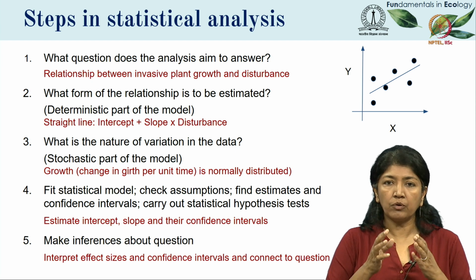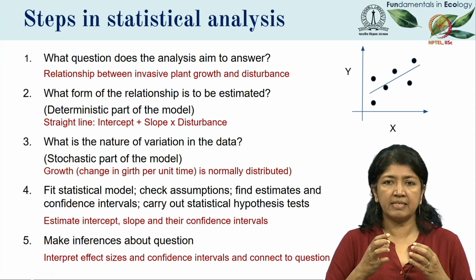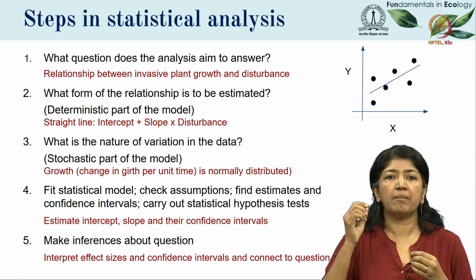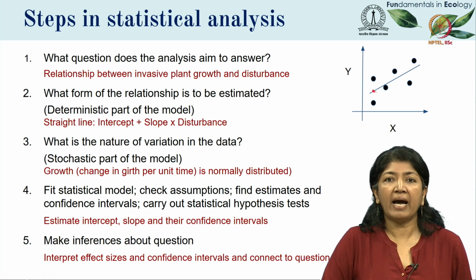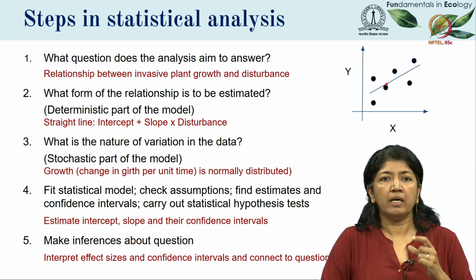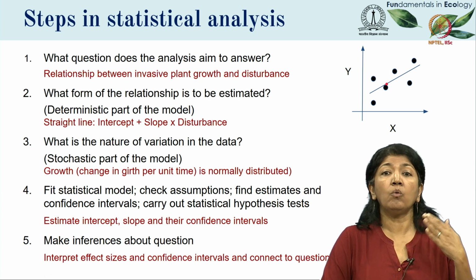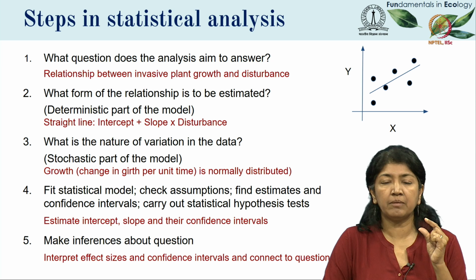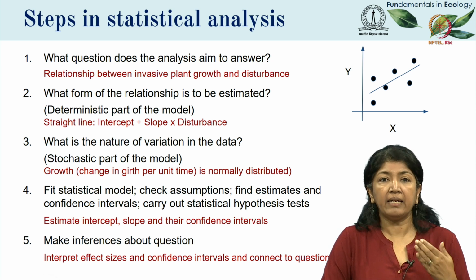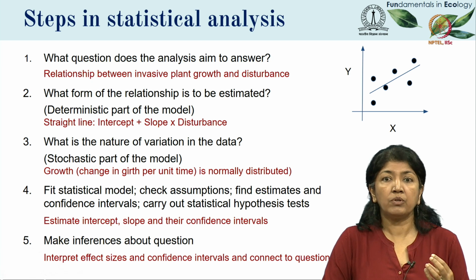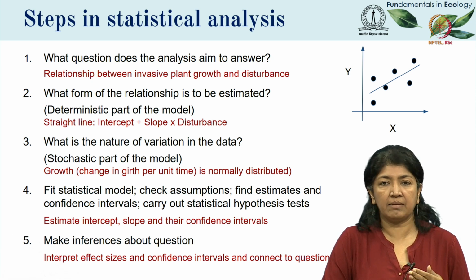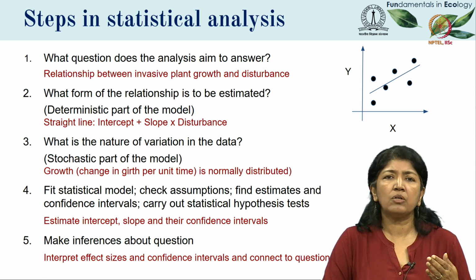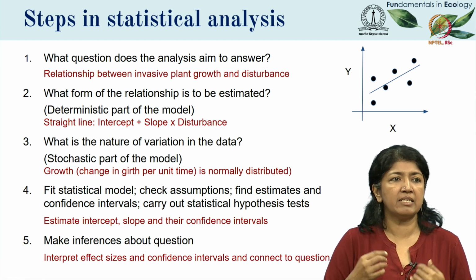The last step is to now use these statistical results from fitting these statistical models to make conclusions or inference about the question. So, depending on the magnitude of the slope, for every sensible change in disturbance, by how much does invasive plant growth increase? If this is fairly large and has been estimated precisely, I might then conclude that there is a certain amount of relationship between invasive plant growth and disturbance. On the other hand, if the slope is close to 0 or negligible, then I might conclude that actually disturbance does not seem to influence invasive plant growth.